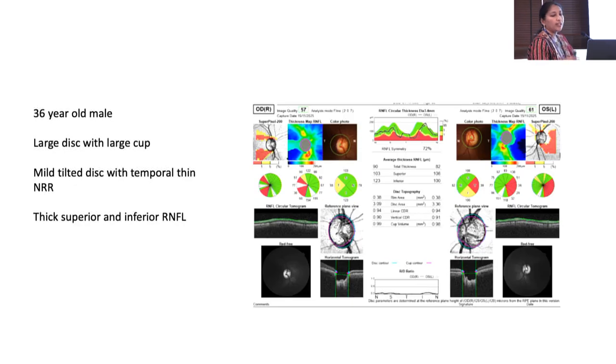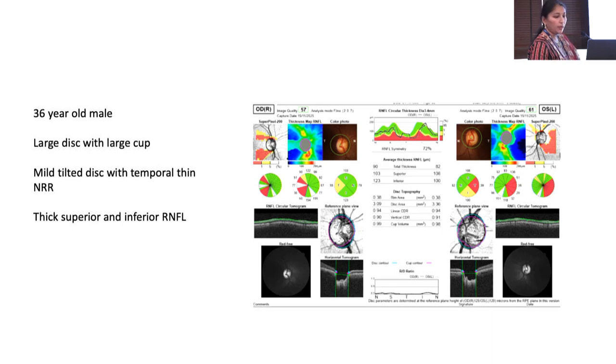So this is a 36-year-old male who had presented with a large disc with a large cup. So in the OCT, you find the vertical CDR is about 0.9, but you find the superior and the inferior RNFLs are in green. So this is a case of a physiologically large disc with large cup where all the disc parameters are normal, but he had a temporal thinning.